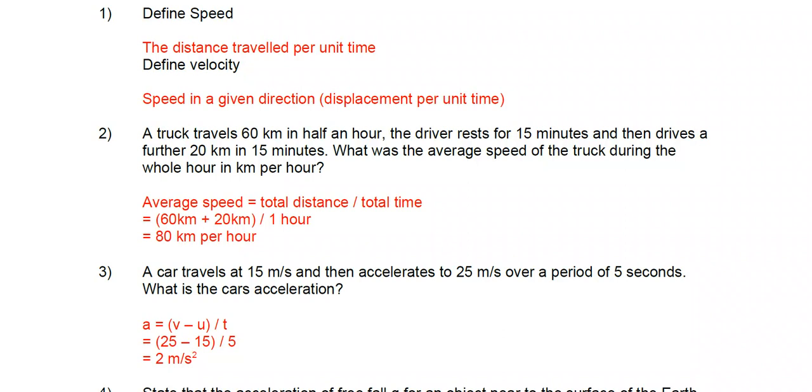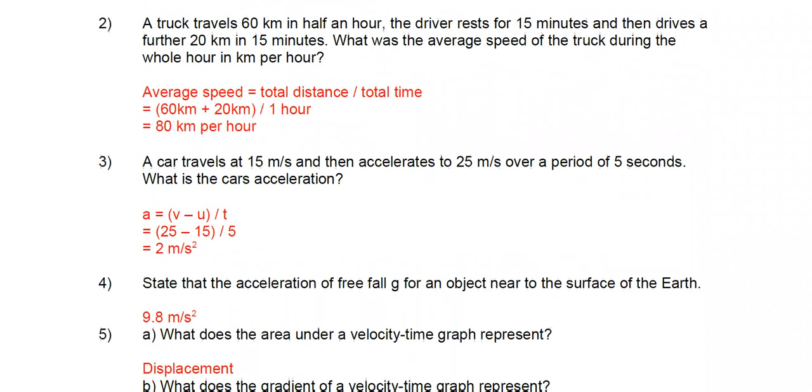Well, average speed is the total distance divided by the total time. The total distance is 60 plus 20 kilometers, and it's a total of 1 hour, so we get 80 kilometers per hour on average.